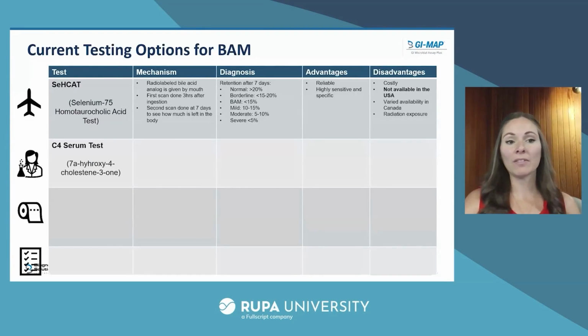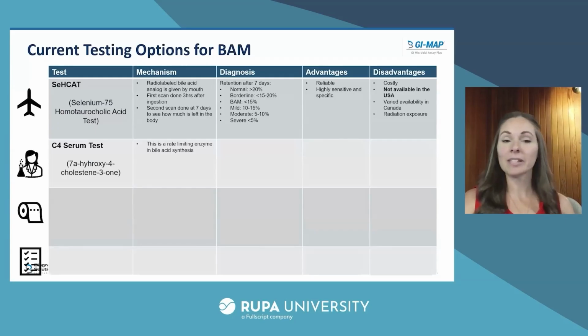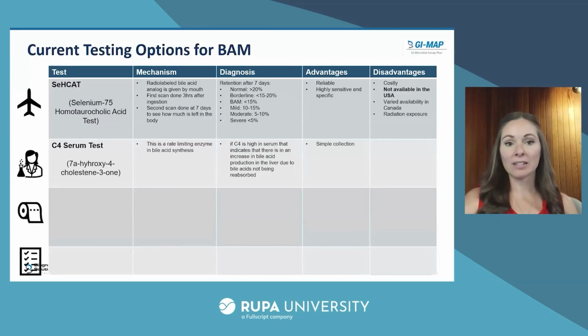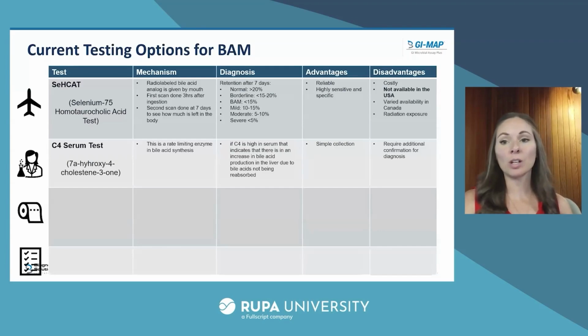Getting to be more common, we have the C4 serum test. This is a blood test, and it's testing one of the rate-limiting enzymes in bile acid synthesis. So if that C4 is high, it's indicating that there's an increase in production of bile acids from the liver. It's a simple collection, it's a blood test, but the disadvantage here is that we do need additional testing to confirm that it is BAM. So this test on its own is not diagnostic.